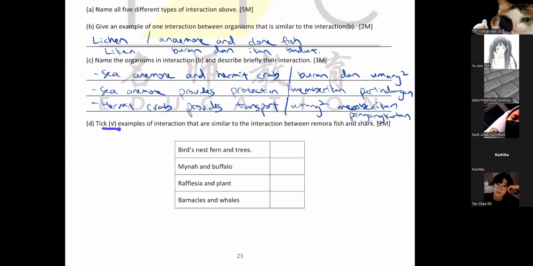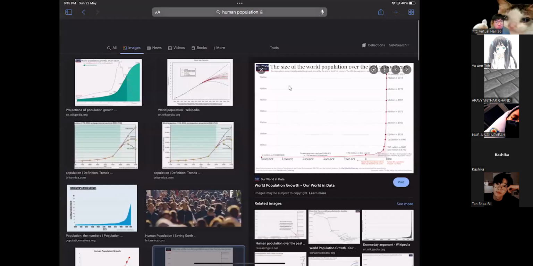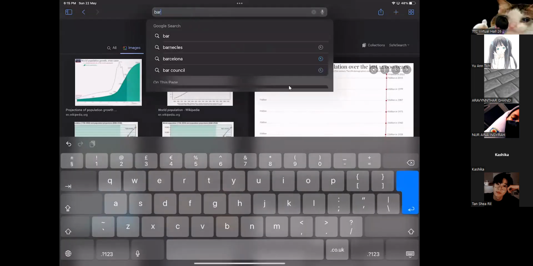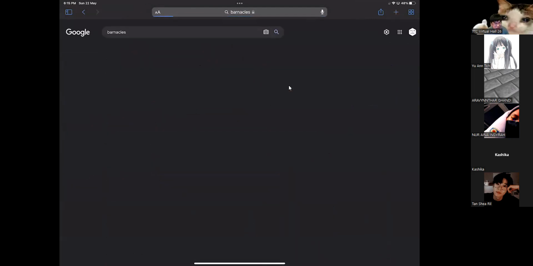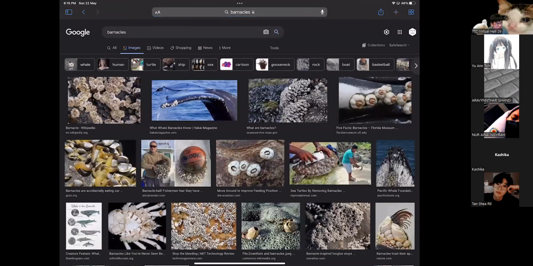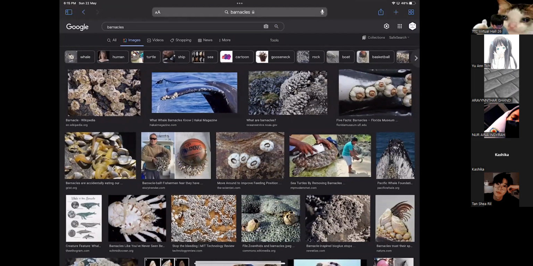Okay, so next, take the examples of interaction that are similar to the interaction between remora fish and shark. Okay, this is commensalism, that would be a bird nest fern and tree. Yes. Myna and buffalo, no. This is mutualism. Rafflesia, this is parasitism. Barnacles and whales, yes, this is the one. Okay, do you know what barnacles are? Okay, guys, are you still with me? Okay, barnacles is this thing. Okay, barnacles are there. They are stuck. Okay, yes, Jen, good for you. Okay, so this thing is found on whales.